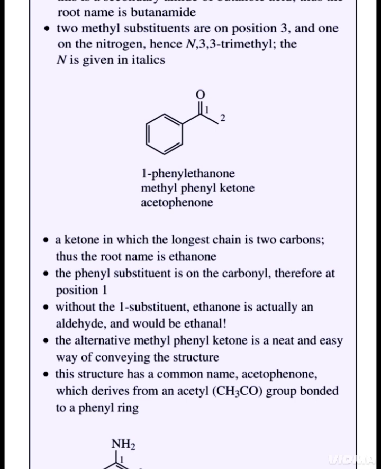Okay, so ketone or aldehyde is the functional type of carbonyl. Without the substituent, ethanal is actually an aldehyde. So if there is no substituent, they call it ethanal. But if there is a substituent on the ketone, they call it 1-ethanone. They call it ethanone as the longest chain.